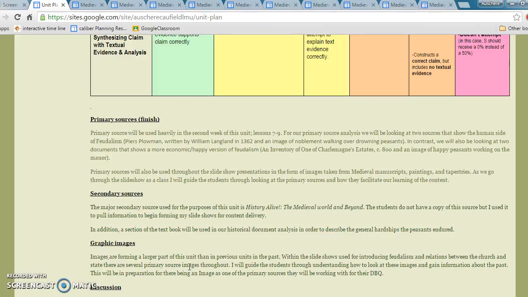Primary sources are pretty heavy in the second week. Our primary sources that we'll be looking at are kind of two-sided. So we'll be looking at the more human side of feudalism. So what was the life of a peasant like? By looking at a poem, a secondary source, as well as an image.